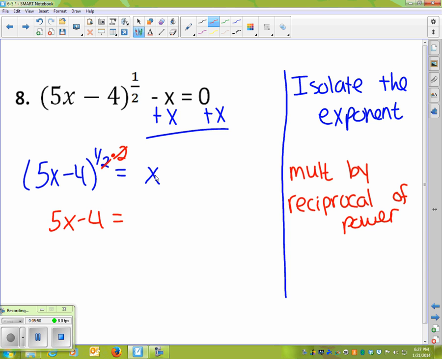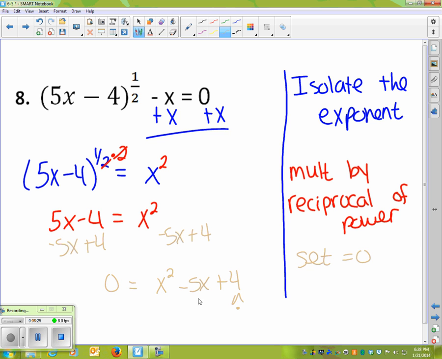This is not x times 2, but this is x squared. So in this problem, there's nothing I need to FOIL. At this point, I can set it equal to 0. I'm going to move everything to the side of the x squared. So subtract the 5x and add the 4. So I need to factor x squared minus 5x plus 4.